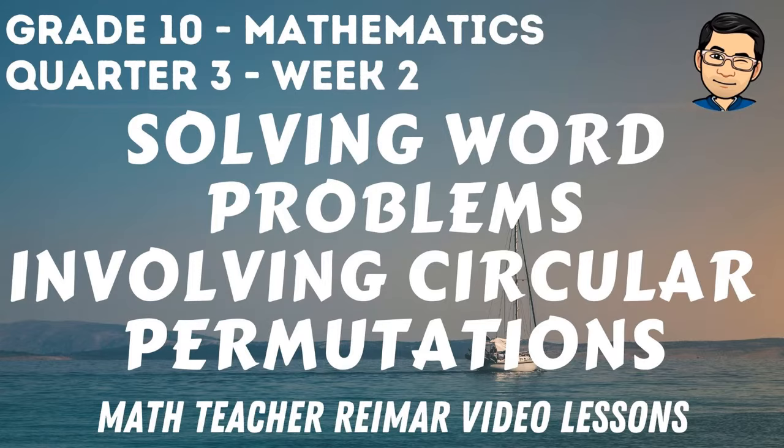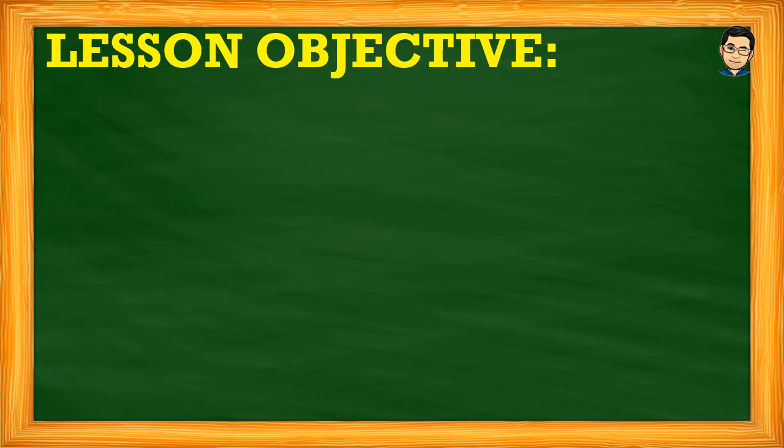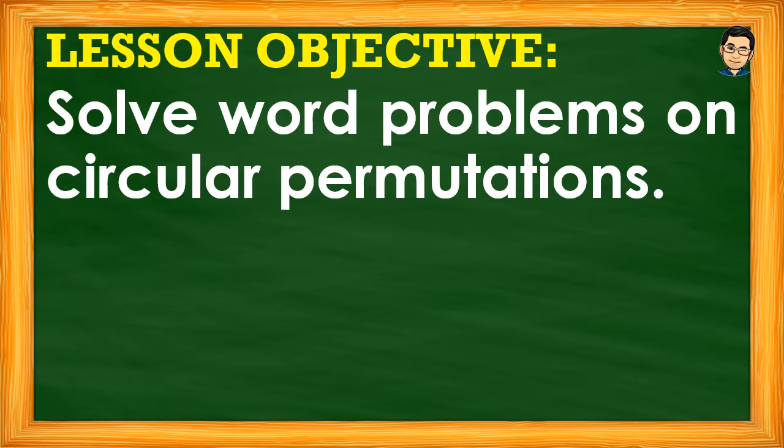So for this video lesson, we will again discuss another type of permutation. I-discuss na po natin yung distinguishable permutations as well as yung linear permutations. So for this type, ang pag-aaralan po natin is circular permutations. From the word circle, of course, circular permutation has something to do with circle. For the lesson objective, we will solve word problems on circular permutations.